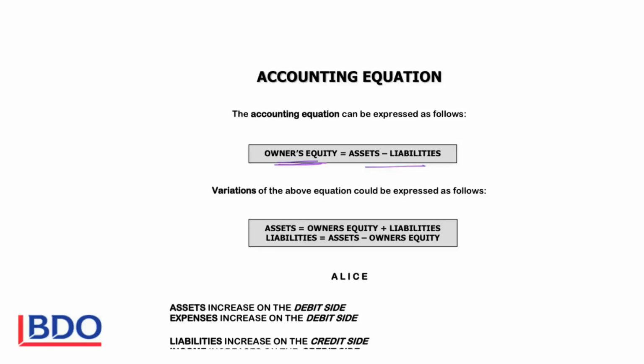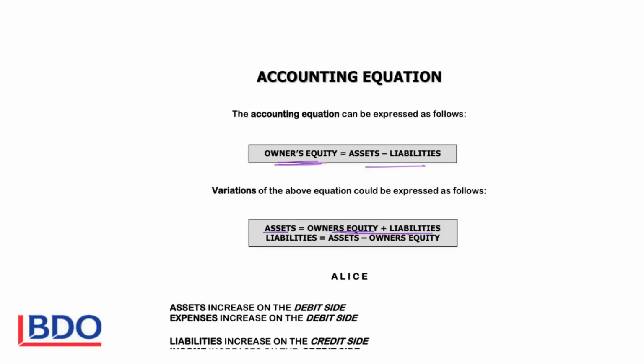You can vary this equation so that it's assets equals owner's equity plus liabilities. Assets is all the things that belong to the business. Where did they get the money to buy it? Either the owner provided it or they borrowed it.